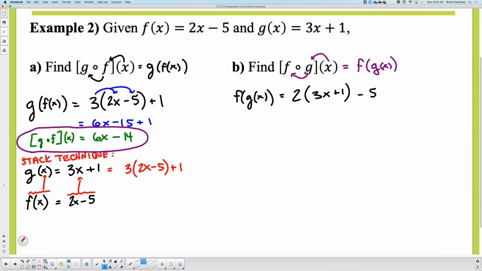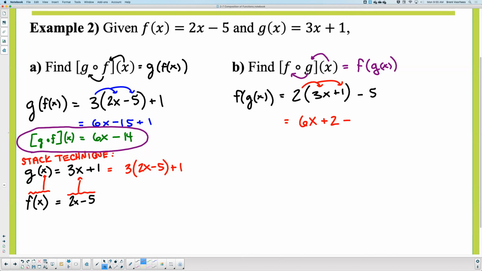So what do I need to do again here? Distribute. So what is 2 times 3x? 6x. What's 2 times positive 1? And then we subtract 5. And here we'll get our answer. To write it in their symbols, this would be f of g of x. This would be 6x plus 2 minus 5.